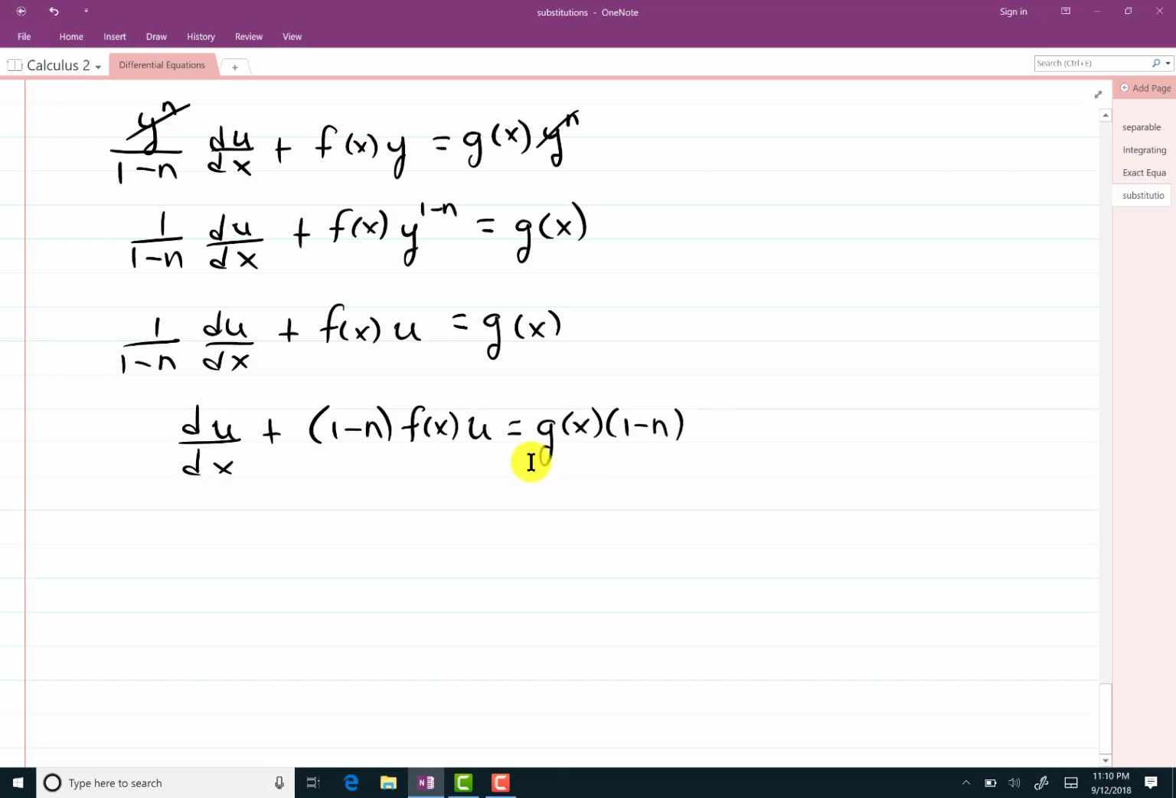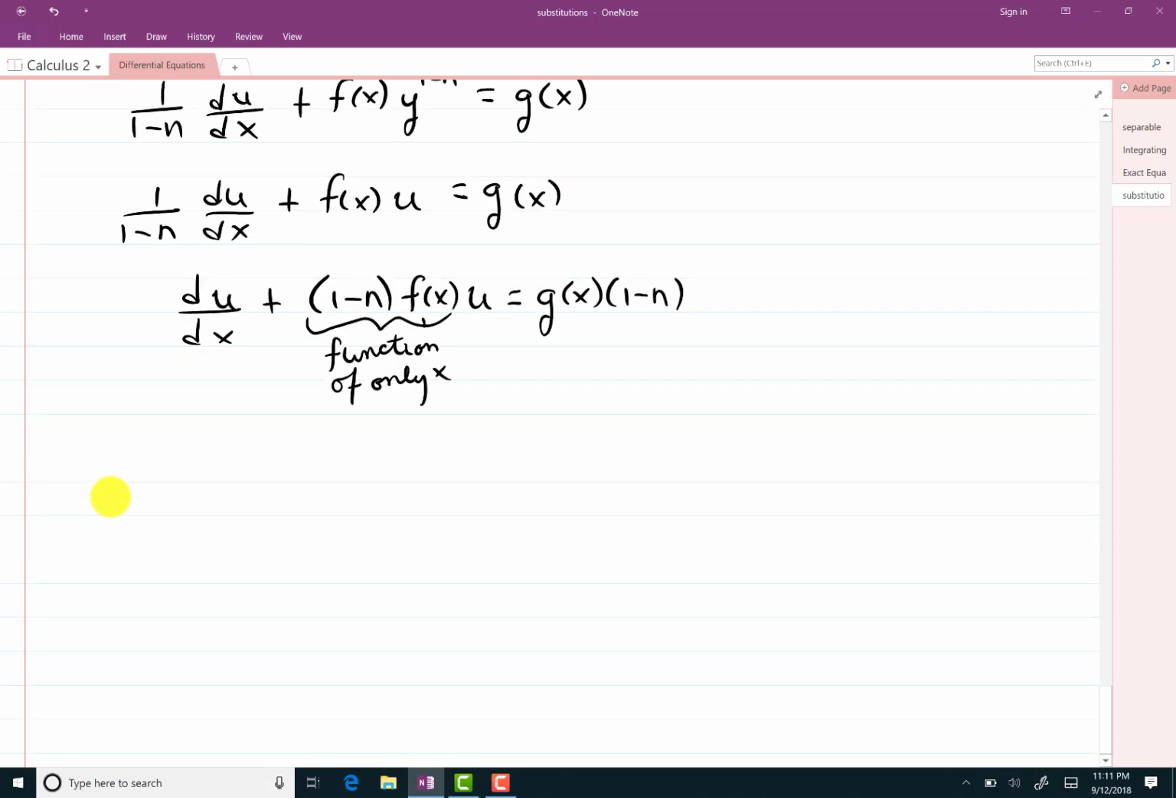So notice it's in the format we want. This piece right here, that's a function of only x. So it takes the format of the equations we did before. At this point, you would use the integrating factor, let's call it INT FAC, which would be e to the integral of 1 minus n f of x dx. And then proceed there like you did before.